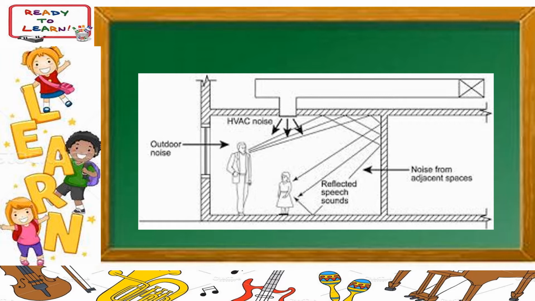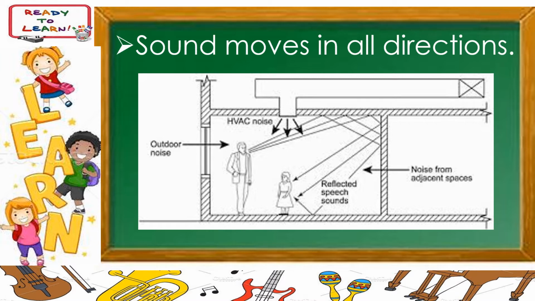And you can see that there are many lines and arrows inside the box also, close to each other. The lines that you can see signify the movements of sound. In short, the sound moves in all directions.